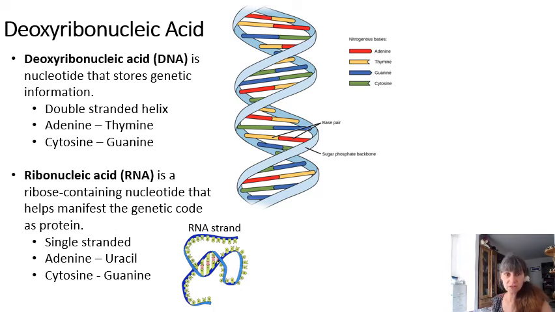Ribonucleic acid, which is also known as RNA, is a ribose-containing nucleotide that can help us produce proteins from the information stored on DNA when it acts as messenger RNA. RNA contains cytosine and guanine just like DNA. However, RNA does not have thymine, it has uracil, and that's going to be important when we look at how the information is taken from DNA and written onto a strand of messenger RNA.